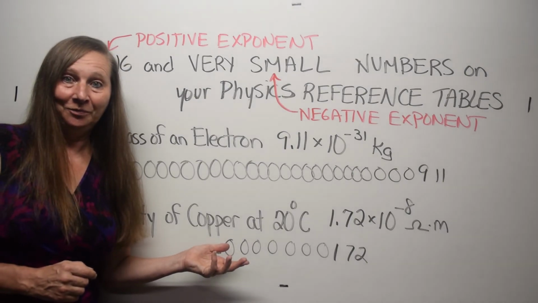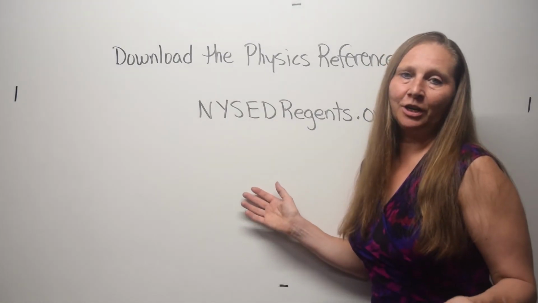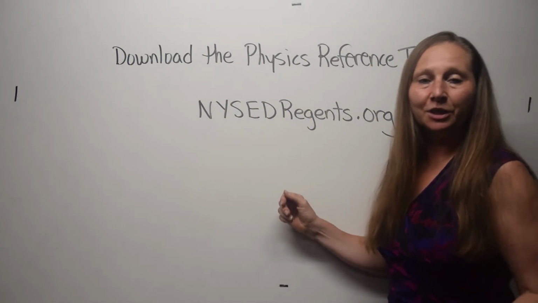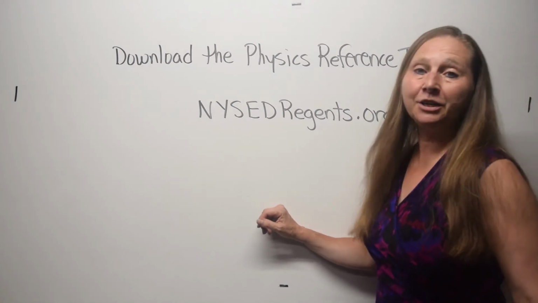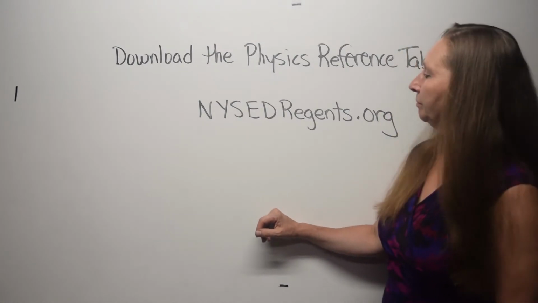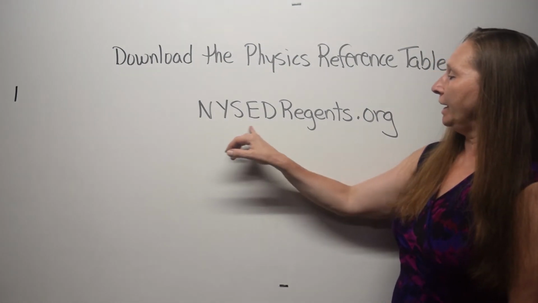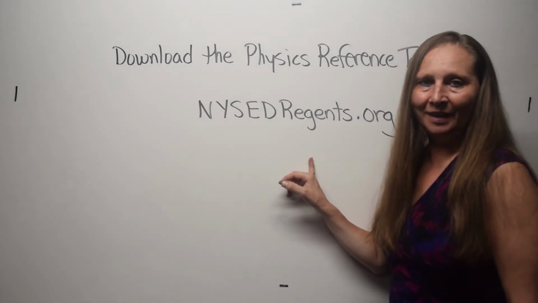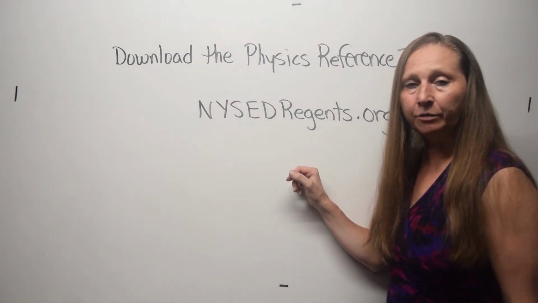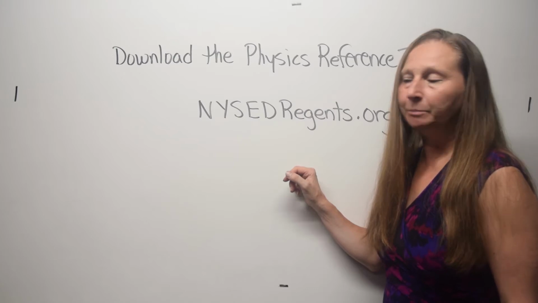To complete the next page in your worksheets, please make sure you've downloaded the physics reference tables. It's 6 pages. It would be nice if you printed them out. It's much more handy. Or just put it on your desktop. Download them from nysregents.org.